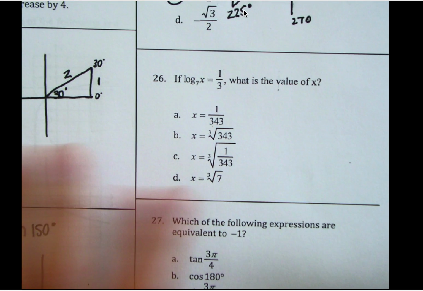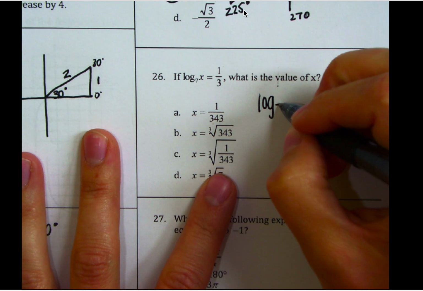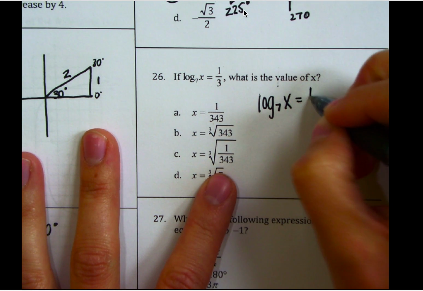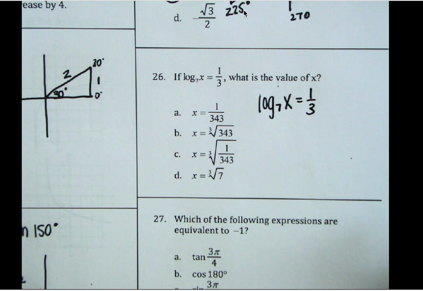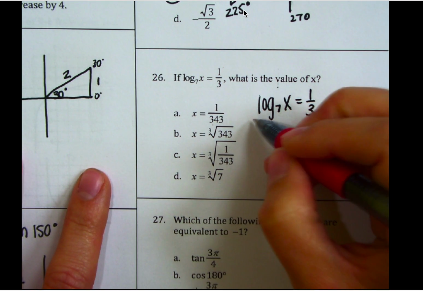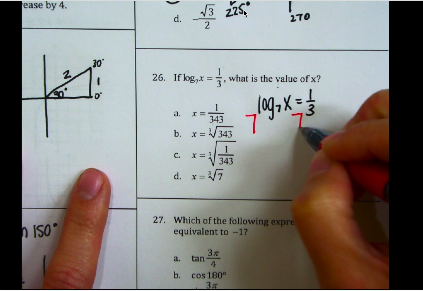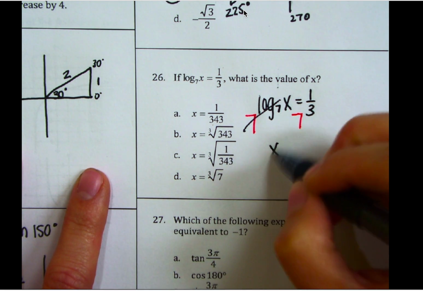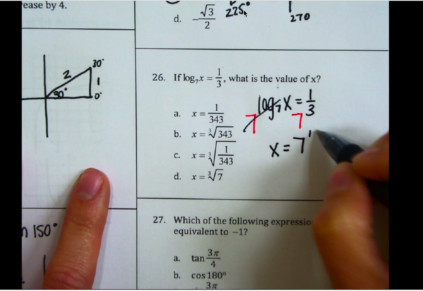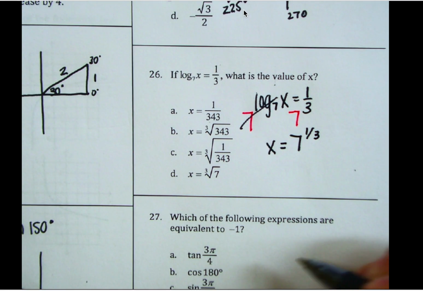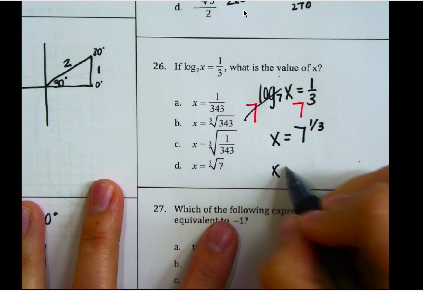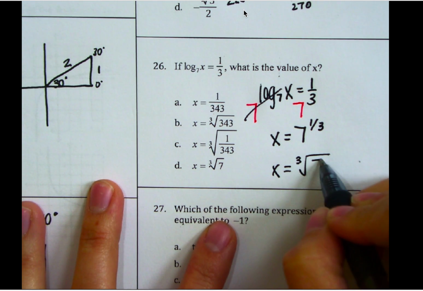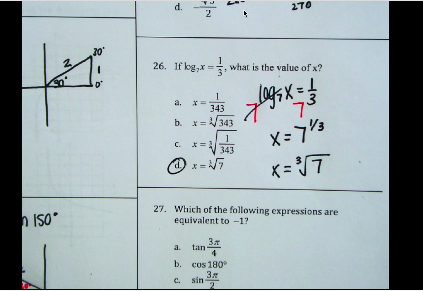Number 26, we have another log equation that we're going to solve. So to get rid of log base 7, we want our exponent with a base of 7 to both sides. So that right here is going to cancel out and leave us with x is equal to 7 to the 1/3 power. 7 to the 1/3 power actually means the cube root of 7. So that's why we get D.